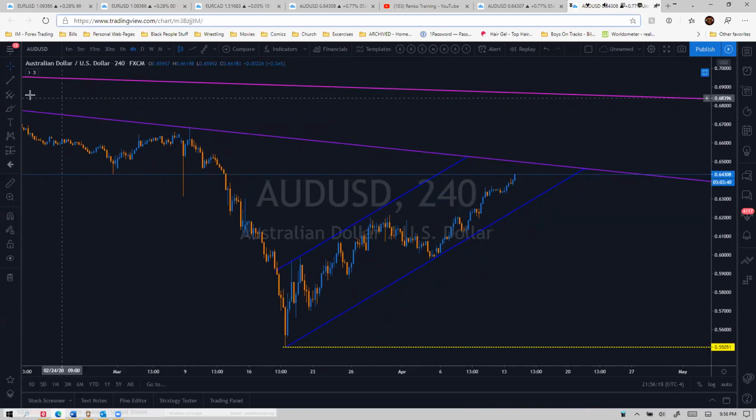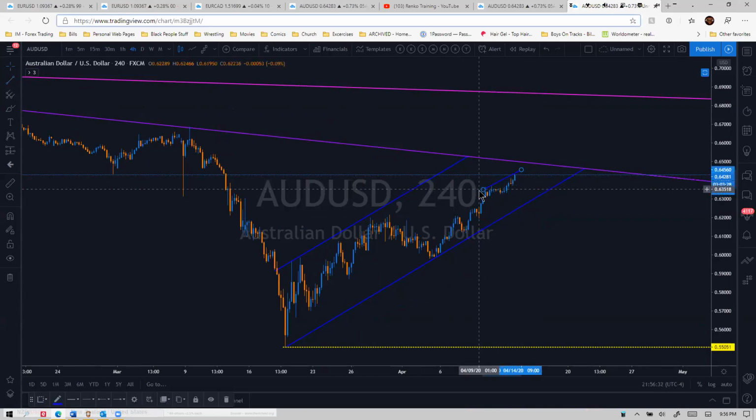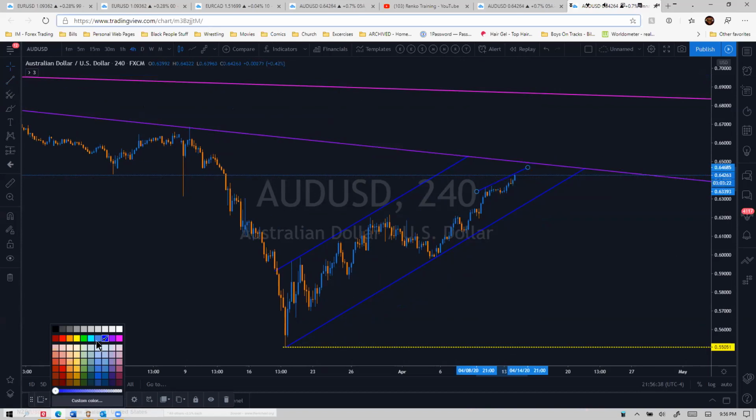Okay. All right, so we're at an ascend, looks like an ascending channel. So I'll just mark that. And then I'll just change it so that I can identify it a little easier.